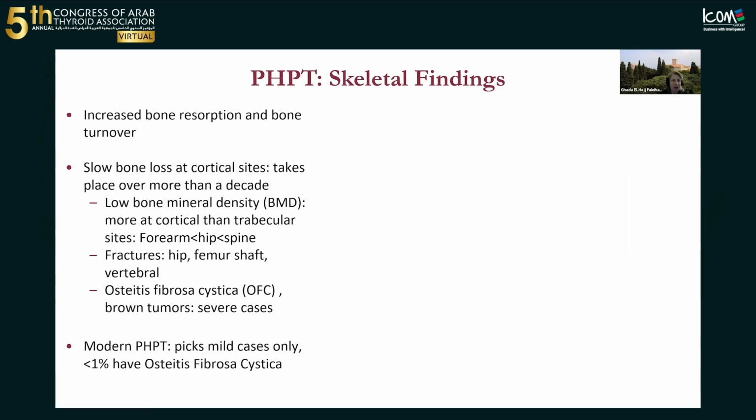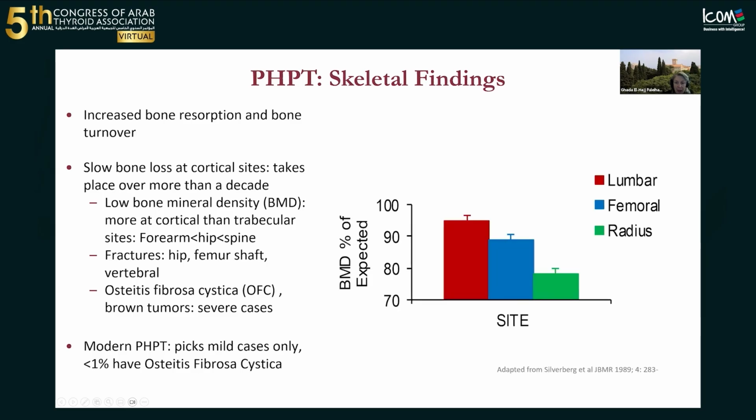So what are the skeletal findings? Because of the PTH effect on bone resorption and bone turnover, there is slow bone loss, mostly at cortical sites. So they have low BMD, more at the forearm than the hip and the spine. They have fractures at all sites, and very rarely in severe cases, they have the brown tumor, osteitis fibrosa cystica. Modern hyperparathyroidism picks up mild cases most of the time. Rarely do we see osteitis fibrosa, at least in Lebanon.